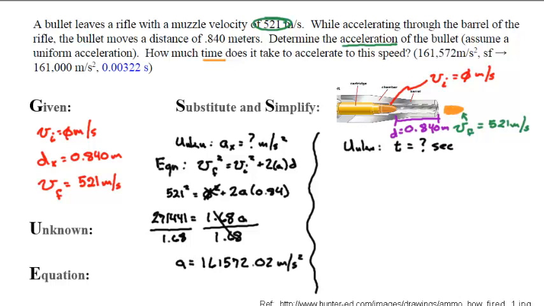Now, if I sig fig this, I see that I have 3 sig figs here and 3 sig figs here. So the 1 is significant, the 6 is significant, and the 1 is going to get rounded up to 2,000 meters per second squared.